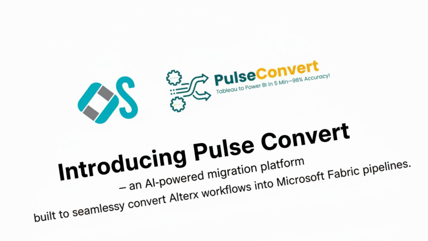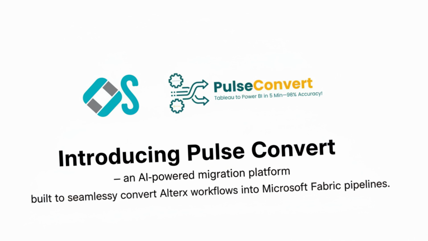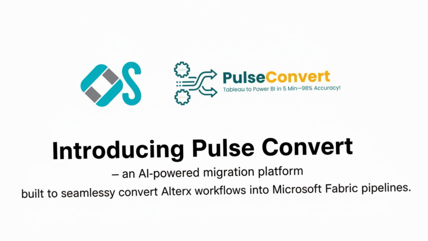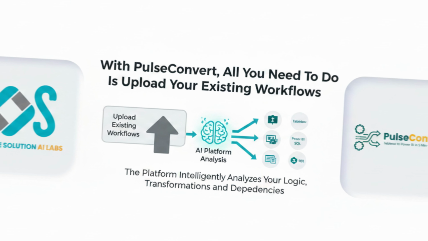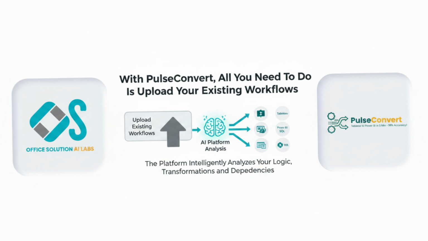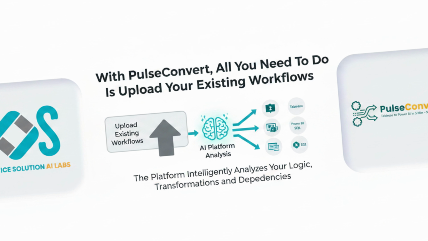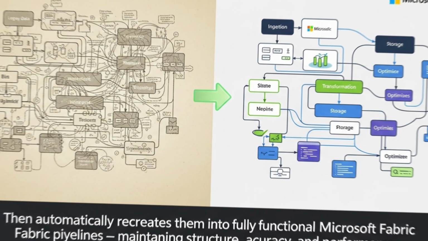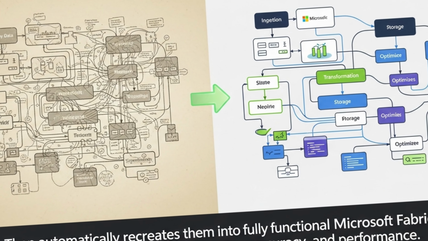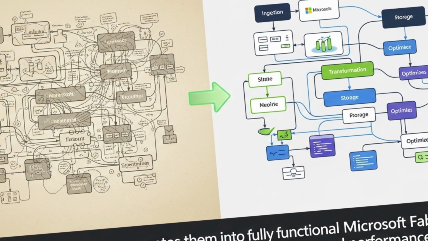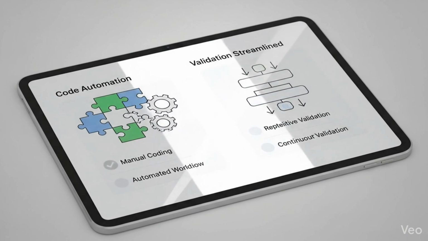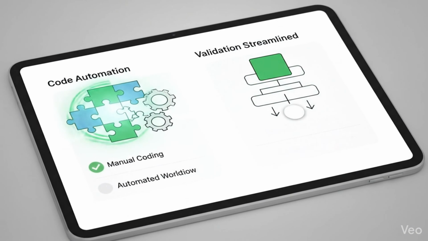Introducing PulseConvert, an AI-powered migration platform built to seamlessly convert Alteryx workflows into Microsoft Fabric pipelines. With PulseConvert, all you need to do is upload your existing workflows. The platform intelligently analyzes your logic, transformations, and dependencies, then automatically recreates them into fully functional Microsoft Fabric pipelines, maintaining structure, accuracy, and performance. There's no need for manual coding, no need for repetitive validation.